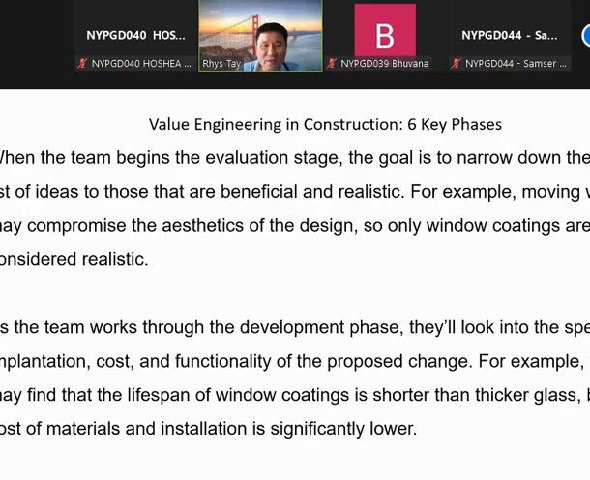Okay, when the team begins to evaluate, the goal is to narrow down the list of ideas that benefit and are realistic. For example, moving windows may compromise the aesthetic design, so only window coating is considered realistic. As the team works through the development phase, they look at the specific implementation cost and functionality of the proposed change. For example, again, the coating of the window. So you can see that maybe some cost and installation would be cheaper.